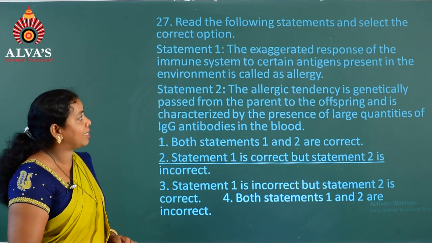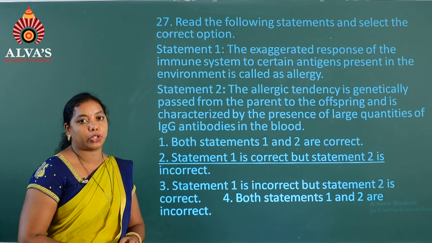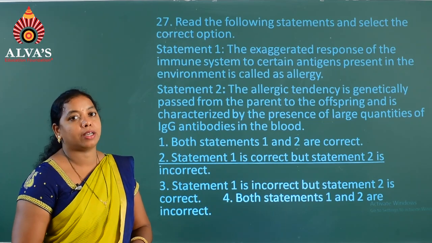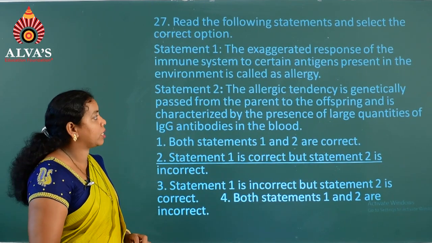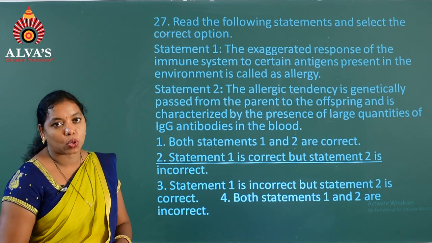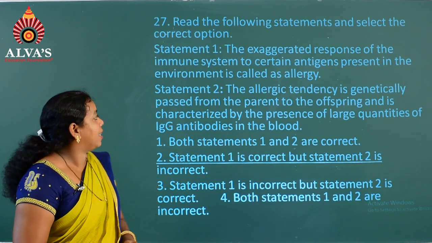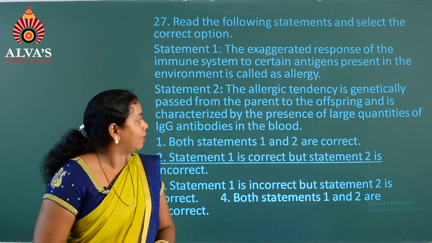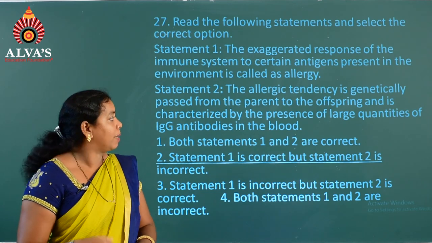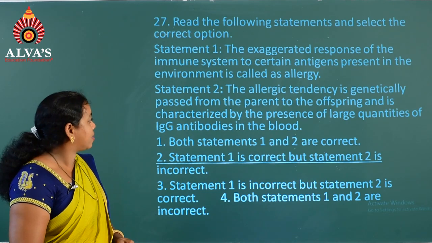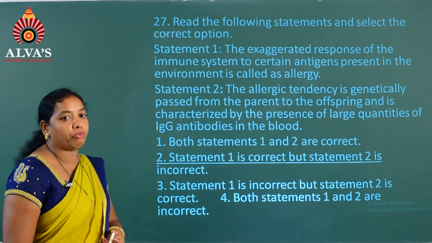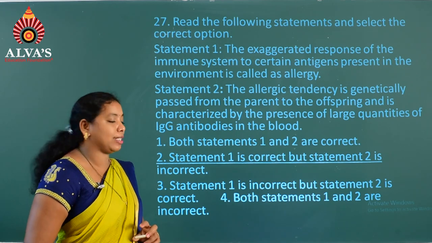Read the following statements and select the correct option. First statement, the exaggerated response of the immune system to certain antigens present in the environment is called allergy. And statement 2, the allergic tendency is genetically passed from parent to the offspring and is characterized by the presence of large quantities of IgG antibodies in the blood.